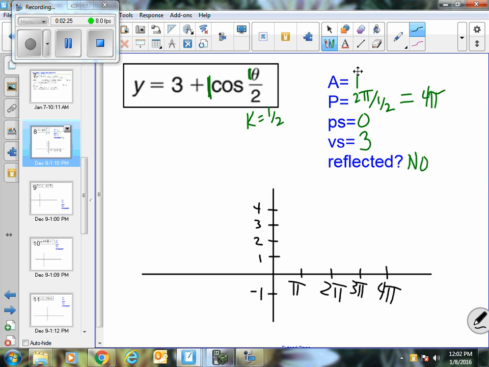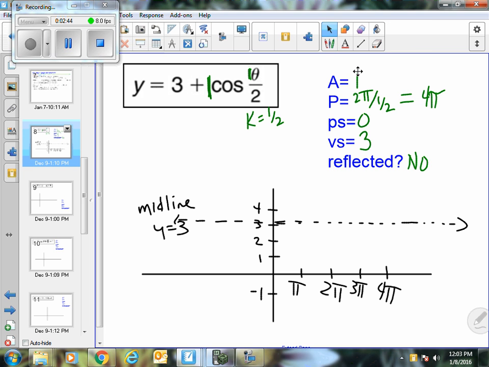Now, where's your new middle of the graph, that midline? Whatever your vertical shift is, that's where the new middle of the graph is going to be. So that's moving up to 3. So I just can't emphasize enough how important I think it is to put in that new middle of the graph. So this midline, we call it, is y equals 3. It's that new middle of the graph, your new frame of reference. So this entire graph is going to be shifted up 3 units.